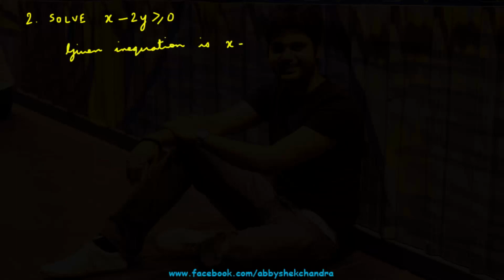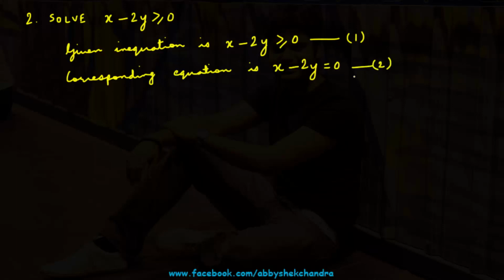Let us solve another example in which the origin lies on the line. Let us solve the inequation x minus 2y greater than equal to 0. Given inequation is x minus 2y greater than equal to 0. The corresponding equation is x minus 2y equal to 0. Let us plot this line.